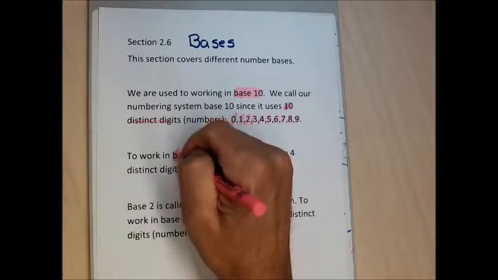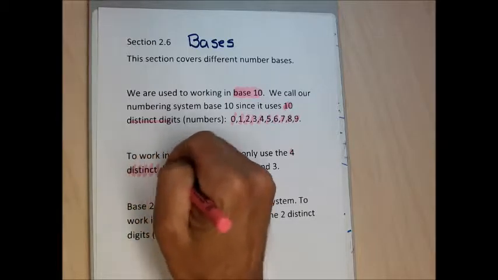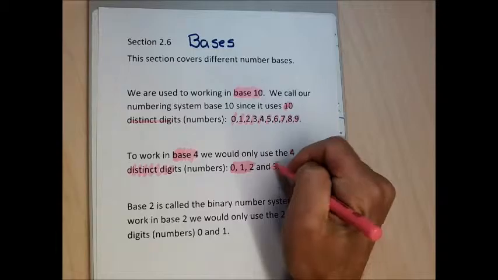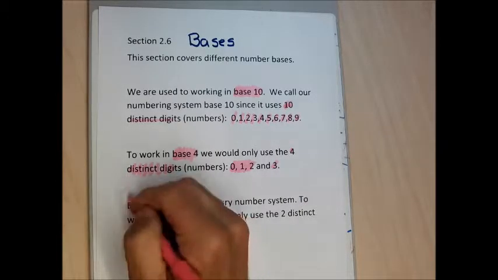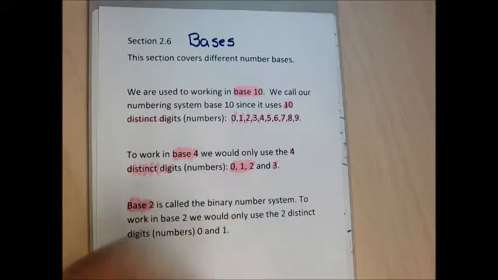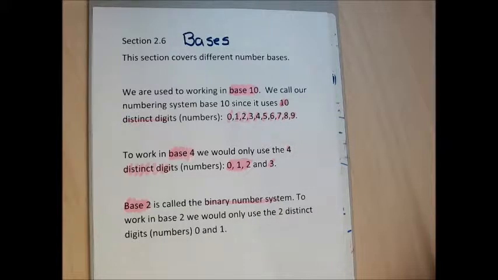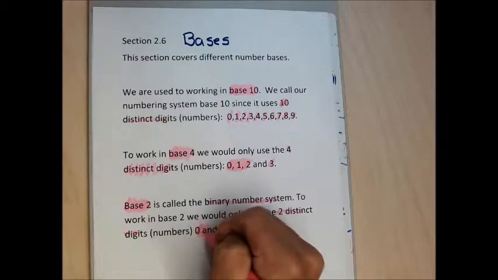If I had to work in base 4, then I should only have 4 digits that I'm allowed to use to create every single number, and those probably would be the numbers 0, 1, 2, and 3. Four distinct numbers. From those numbers, I'm going to create every number. Base 2, which is actually a common base to work with, is called the binary number system. And of course, if we're working in base 2, we're only allowed to have 2 digits, and those would be the numbers 0 and 1.